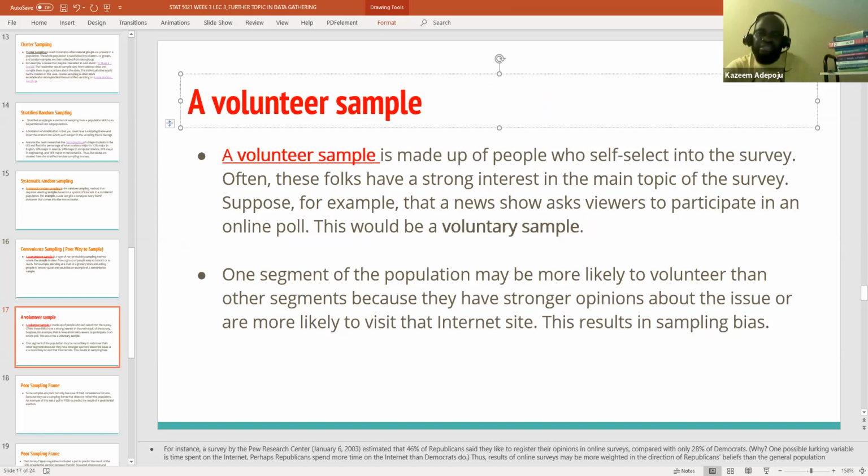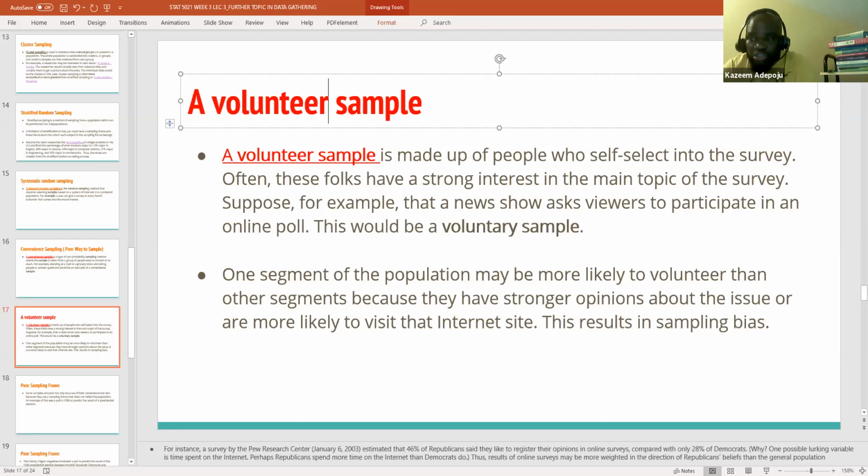What do I mean by that? At times you receive information, you see information online, and they ask you to volunteer to partake in a survey, which is more or less like an online poll. There is a possibility that some people can decide not to partake in that survey, and of course the result you are going to have may not be a good representative of the population. Often, those who have a strong interest in the main topic are the ones that will participate.